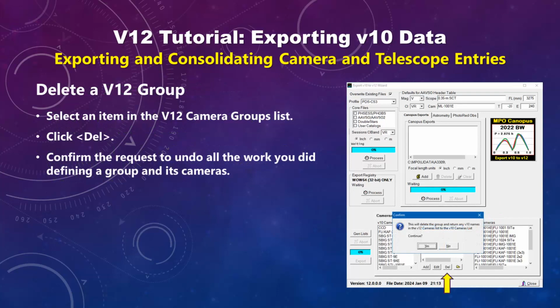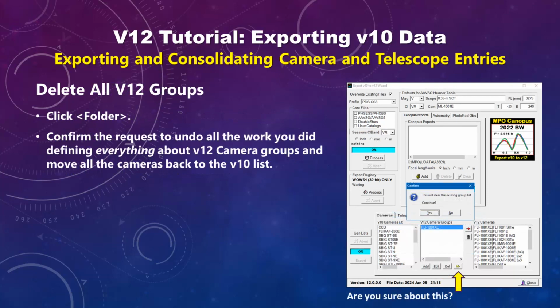To delete an entire group, click on the name in the version 12 camera groups list. Click the Del button. This displays a confirmation message. All of the names in the version 12 cameras list tied to the selected group name are moved back to the version 10 cameras list, and the group name removed from the groups list. To remove all groups and move all version 12 cameras back to the version 10 list, click the Folder button. Confirm the request. Be careful what you ask for.